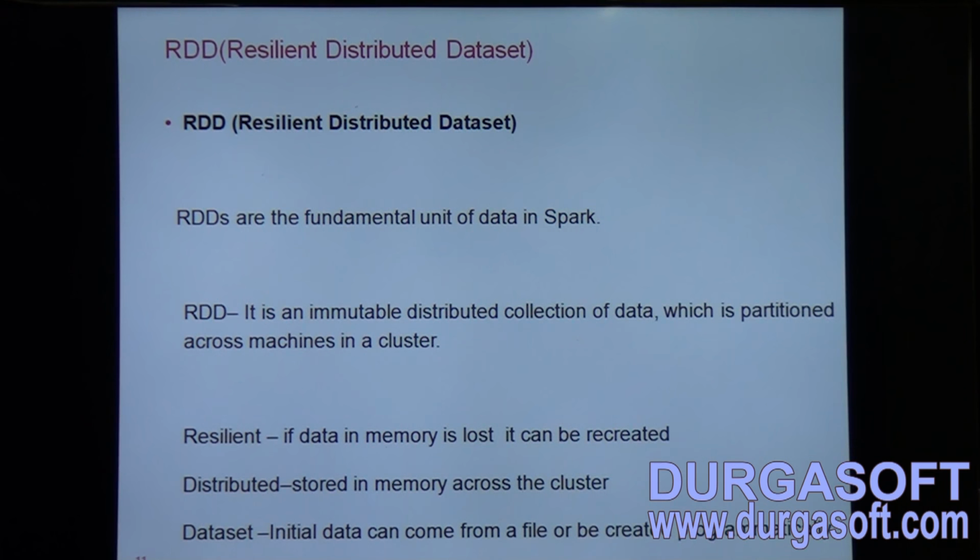An RDD is an immutable distributed collection of data which is partitioned across machines in the cluster. This is the core thing in Apache Spark to achieve real-time, interactive data processing. We are going to create a working set in memory using an RDD. So an RDD is itself a working set in memory. It is the basic fundamental unit of data in Apache Spark.